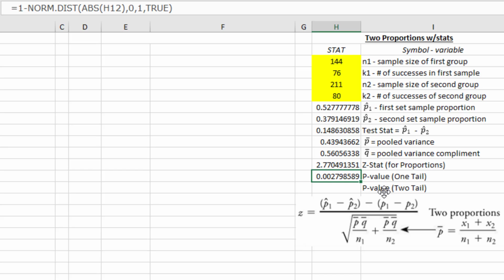So for instance, if we changed it up and did a P2 minus a P1, then everything would be negative. We'd get a negative z, but we would still get the same p-value. And then a two-tailed test always just equals this times 2. Okay, so now we have our p-values. We can see they're both really small, so depending on what our alpha level is, and usually it's 5%, we would reject the null hypothesis.